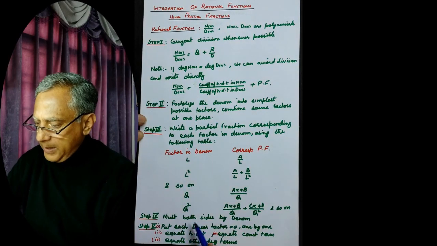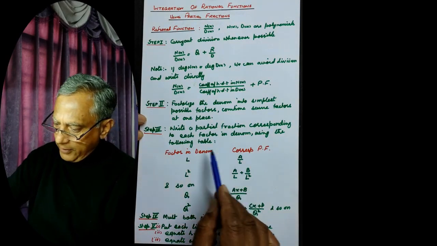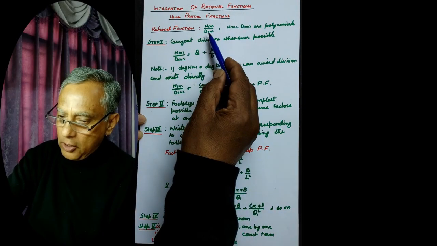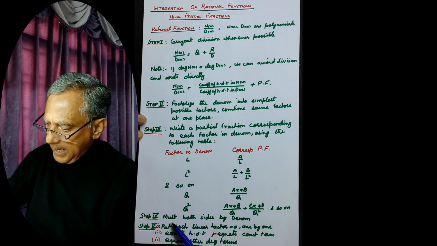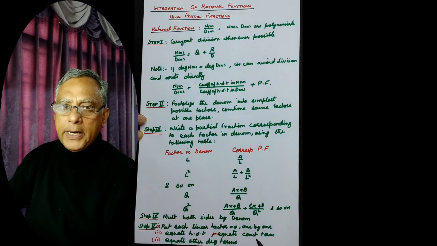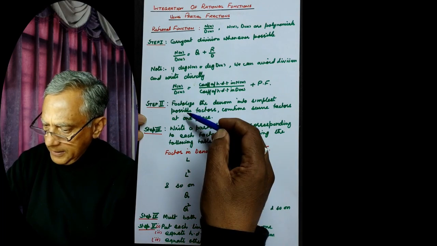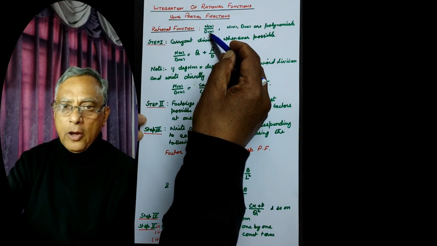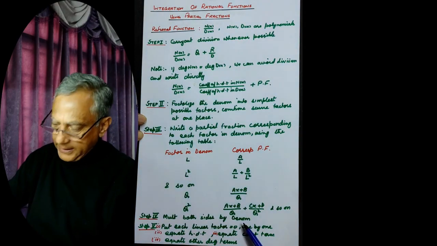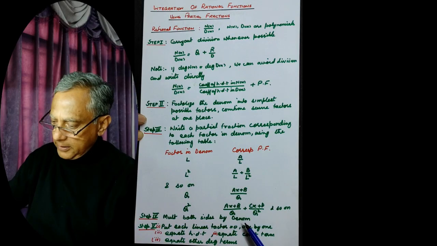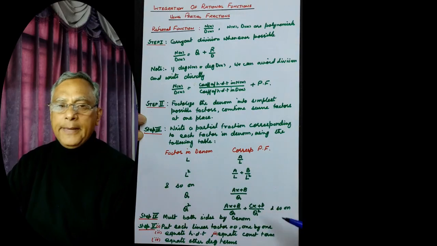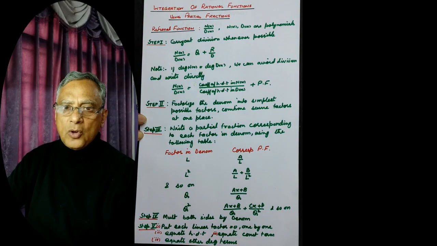Now next step will be, once we have written the partial fractions corresponding to every factor in the denominator, we will multiply both sides by the denominator. First write partial fractions corresponding to each factor in the denominator. Then multiply both sides by the denominator. Now we will find these constants A, B, C, D.